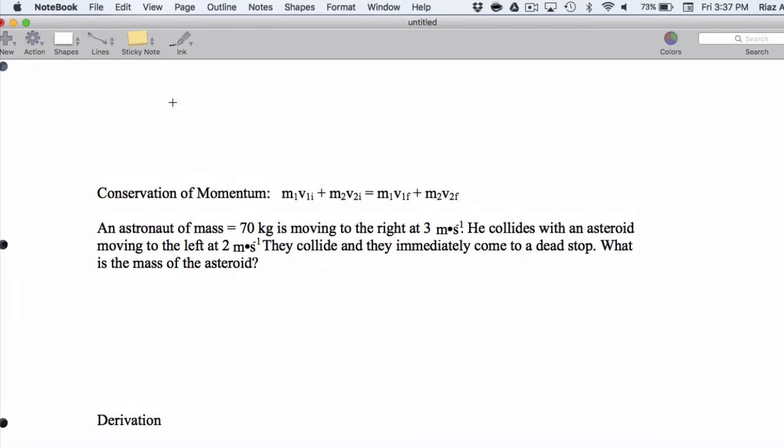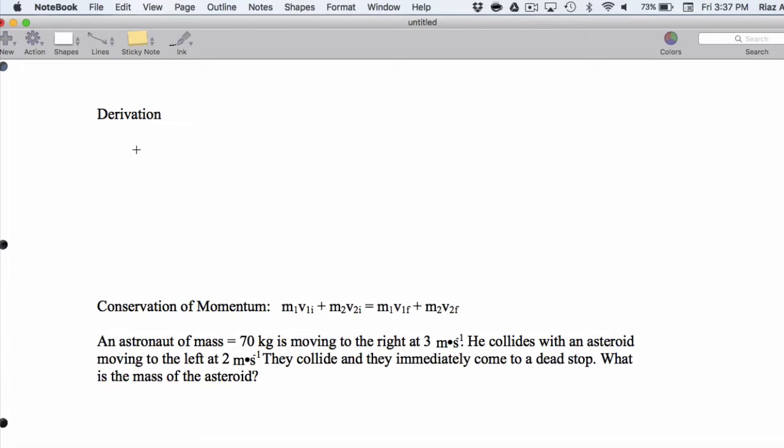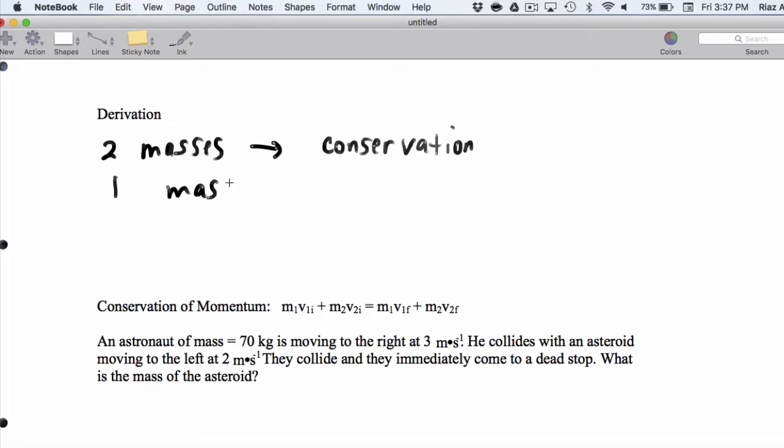One small hint I want to give you on momentum problems. Just notice, number one, if there are two masses in these problems with momentum and impulse, you're going to want to use conservation of momentum. If you only see one mass, you're going to want to use momentum impulse. That's kind of how it works.